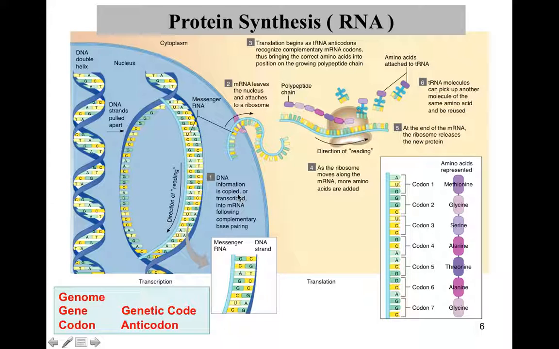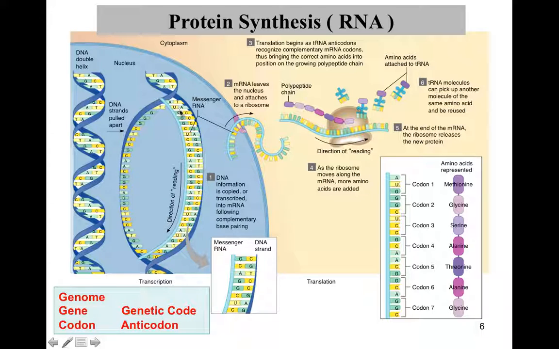Information is copied, and copying the information is called transcription. Copying of the information from the DNA molecule to the mRNA molecule is called transcription. So, as a definition, transcription is the formation of the mRNA molecule from the DNA molecule. That's transcription, and it is carried out inside the nucleus.